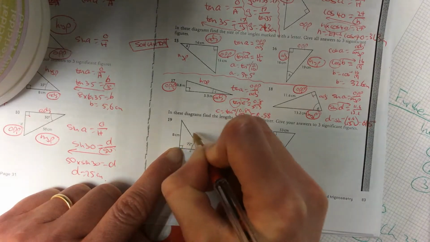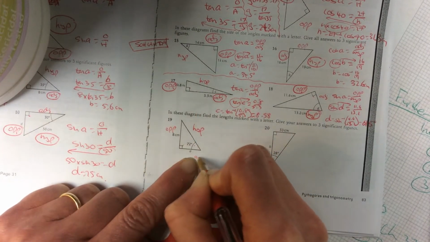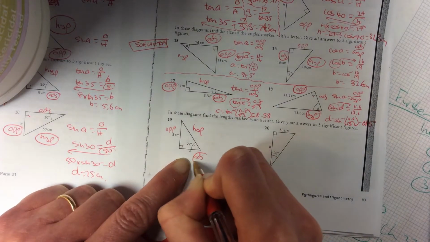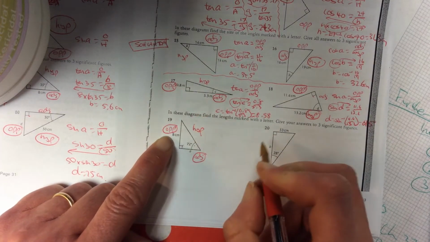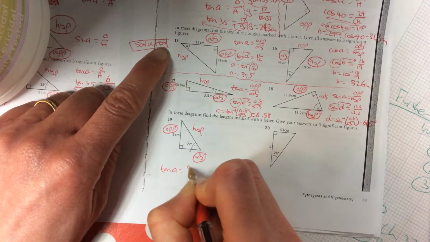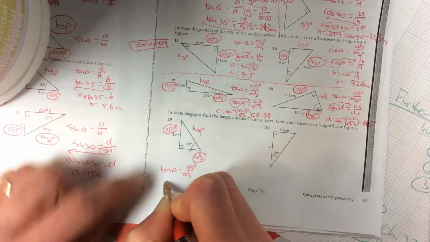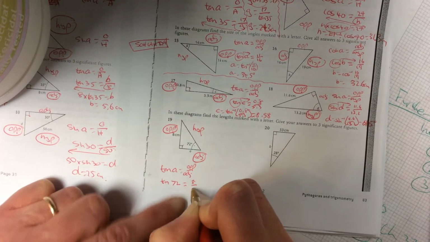Down the bottom, opposite the right angle, opposite your angle and the other side. This one you're looking for the adjacent, so you know the opposite, O and A, tan. So tan, the angle, is opposite over adjacent. So tan, your angle is 72, opposite is 8, adjacent is A.